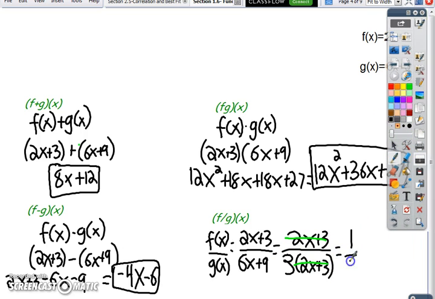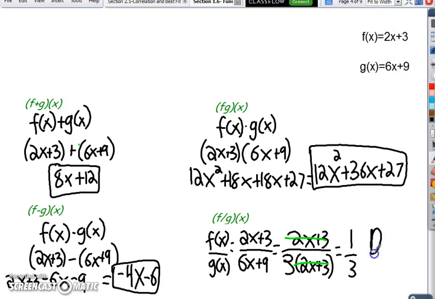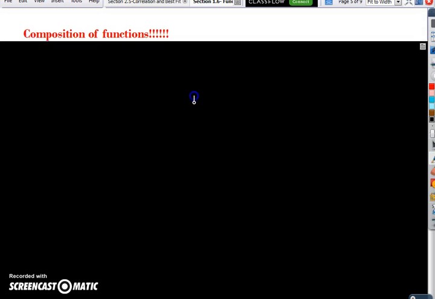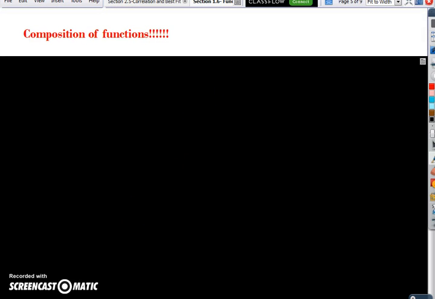Now, the question I have is, what's my domain? It's all real numbers. Why is that? There's no x left in here. The domain of f of x is all real numbers. I can put any x I want in here. The domain of this is all real numbers. And even when I compose them together, I thought I might have a problem down here because I have an x in my denominator, but it ends up going away. So the domain is all real numbers there. Speaking of things, we look here. Next, composition of functions.